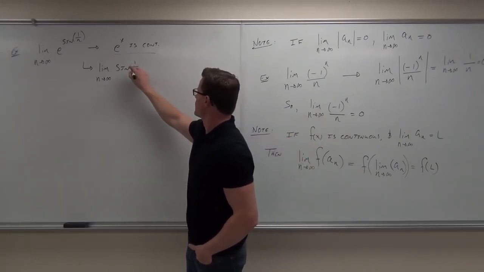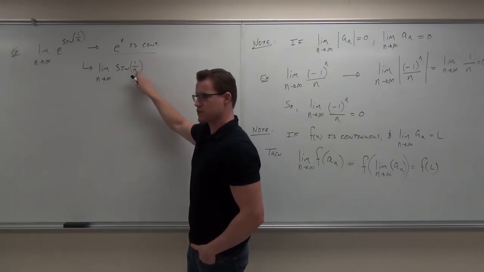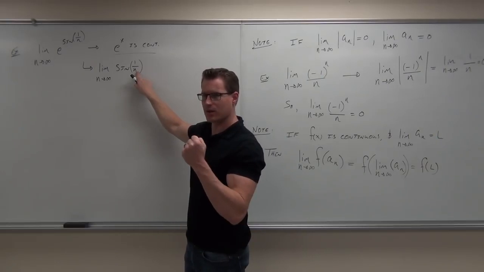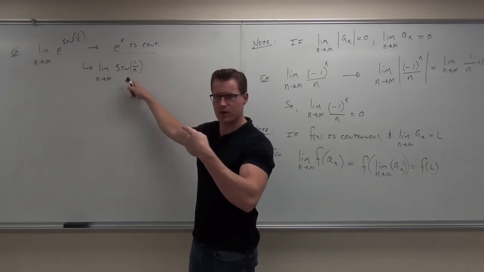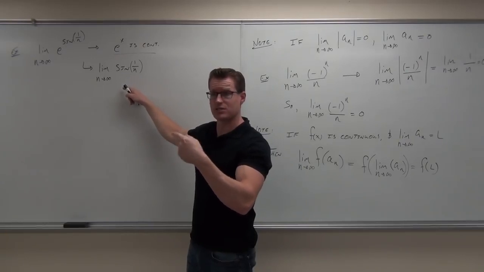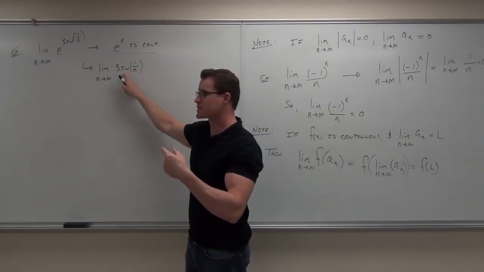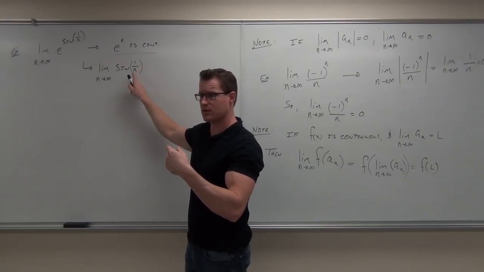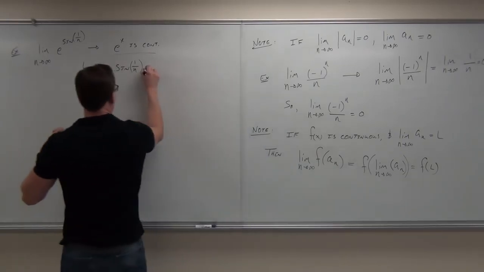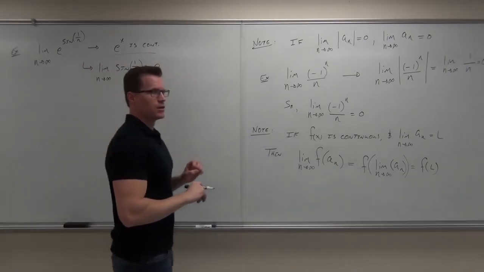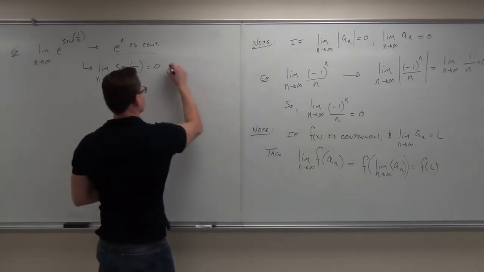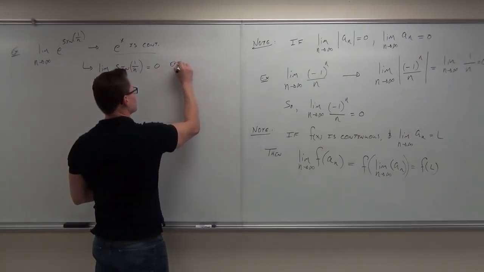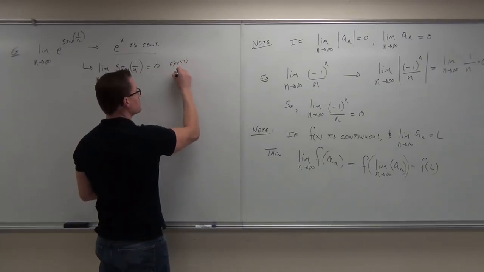As n approaches infinity, what's 1 over n approach? 0. What's sine of 0? Did you guys get the idea here? n is infinity. Therefore, 1 over n as n approaches infinity is 0. This is approaching 0. What's sine as the argument approaches 0? 0. Hey, does the limit exist? It exists. In fact, it's convergent.